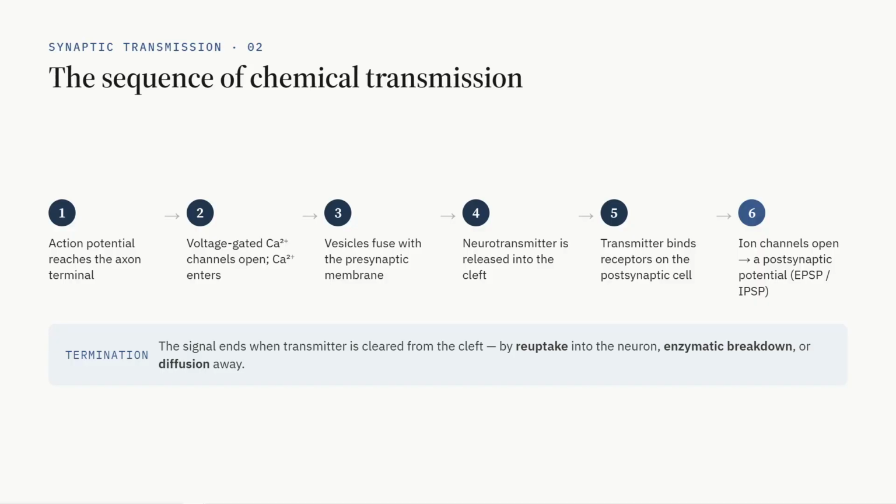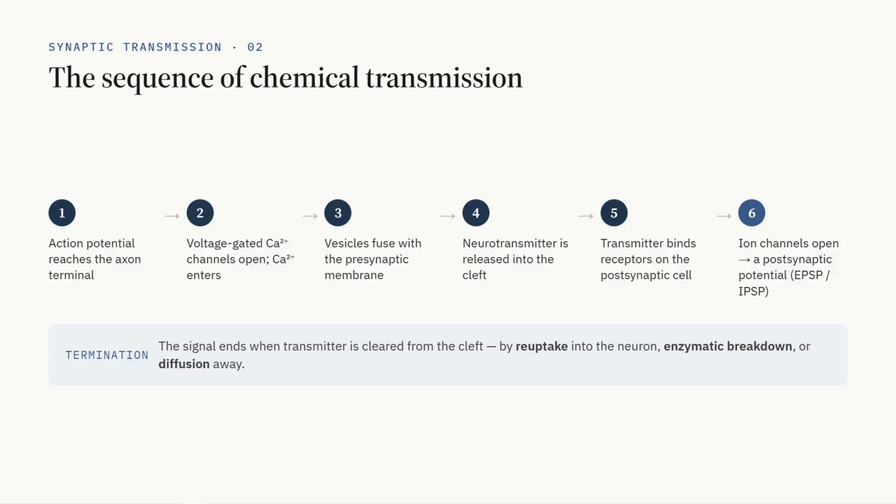Let's walk through the chemical synapse step by step. And this sequence is worth memorizing in order. 1. An action potential arrives at the axon terminal. 2. And this is the trigger, that depolarization opens voltage-gated calcium channels, and calcium rushes in. 3. The calcium causes vesicles, little packets of neurotransmitter, to fuse with the membrane. 4. They release their neurotransmitter into the cleft. 5. The neurotransmitter drifts across and binds receptors on the next cell. And 6. Those receptors open ion channels, producing a small voltage change.